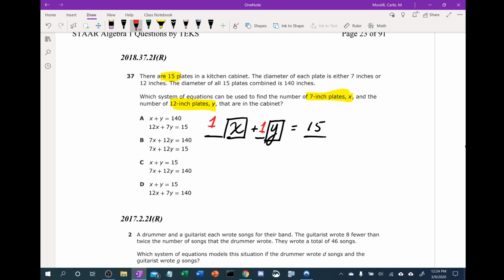Now, ladies and gentlemen, the second row is much easier to do. So line box plus line box equals line. We already know this is going to be X and Y. What's the total that goes here? 140. And what goes in front of the X? 7. What goes in front of the Y? That's it. You can find the answer now.